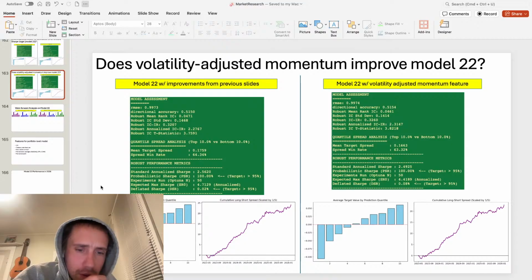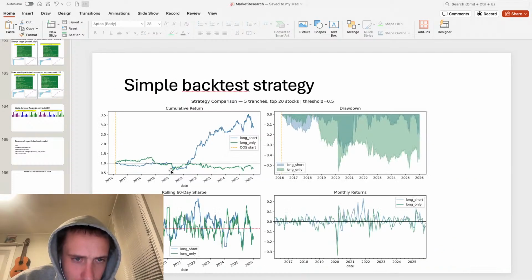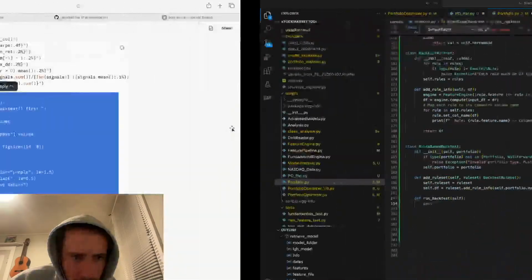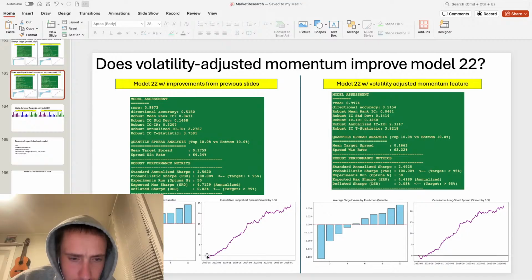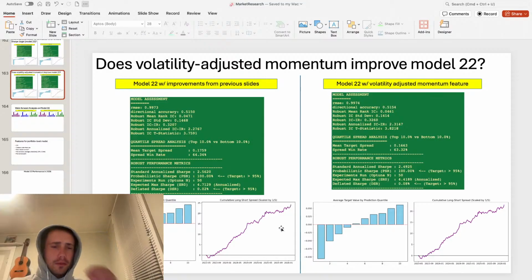Now hold up. The cumulative long short spread looks really good. May 23 to the end of 25 looks really good. Here, May 23 to the end of 25 looks okay. But what's the return? Yeah, this is really good.